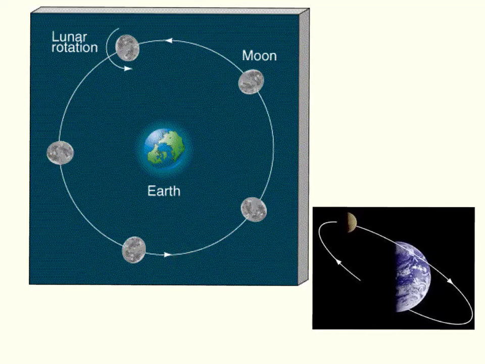The moon also rotates on an axis. It rotates in a counterclockwise motion. The rotation of the moon to go around its axis one time also takes 29.5 days.